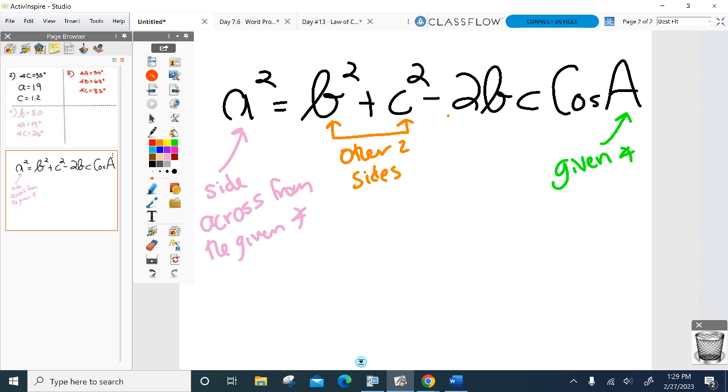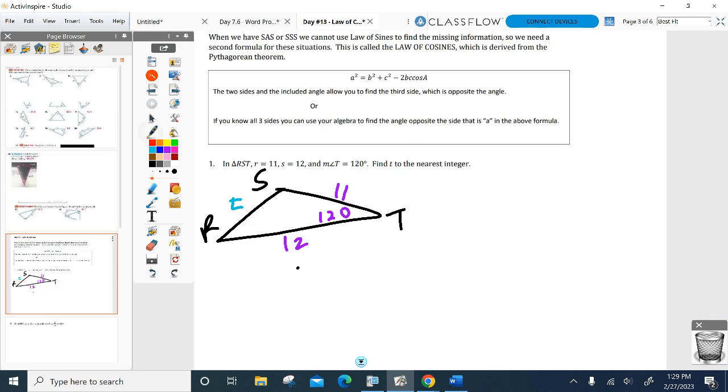So the side across should be on the left side. The angle itself should be on the right side. All right, law of cosines. Any questions before we use it on problem number 1? Because we don't have enough information for a law of sines, we found out. All right, so let me go back to problem number 1 now. How do I start this off? Do I start it off with the 11, the T, or the 12?